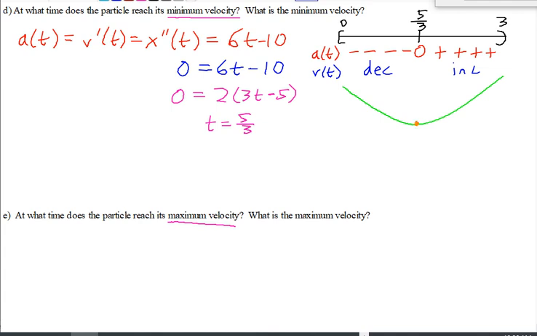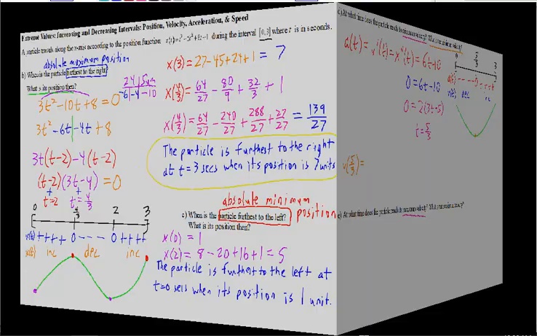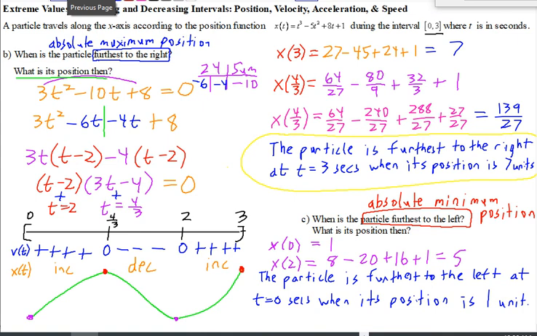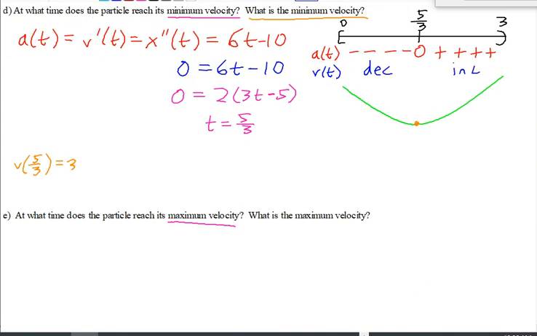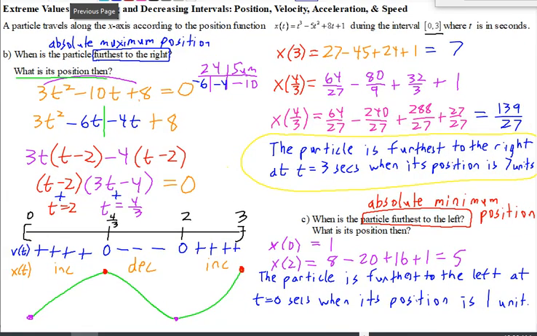So we know the time, but we also need to know what is the minimum velocity, right? So you also have to substitute 5/3 into velocity. So let's figure out what v of 5/3 is. If we go back to our velocity function here, it was 3 times t squared. So 3 times 5/3 squared, minus 10 times 5/3, and then plus 8.